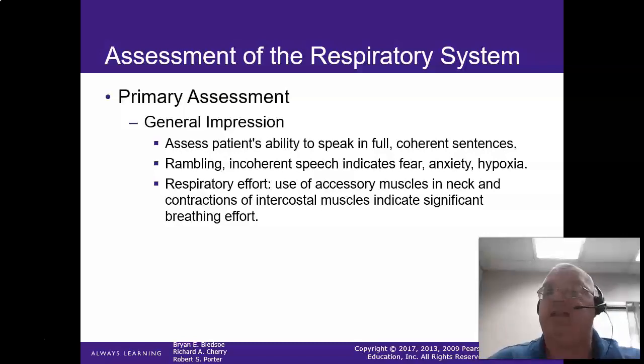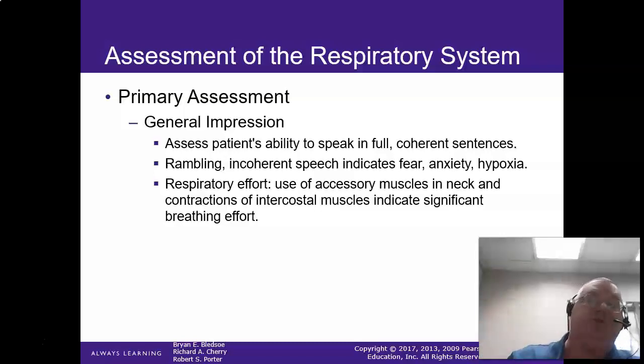General impression, again, make sure you start asking them simple questions. If they're only saying one or two words, okay, we're good. Keep the questions to yes and no. If they're rambling or incoherent, they've got fear, anxiety, and they're going to be telling you, I can't breathe. Again, you've got a patient in severe distress, and at that point, you need to act appropriately.